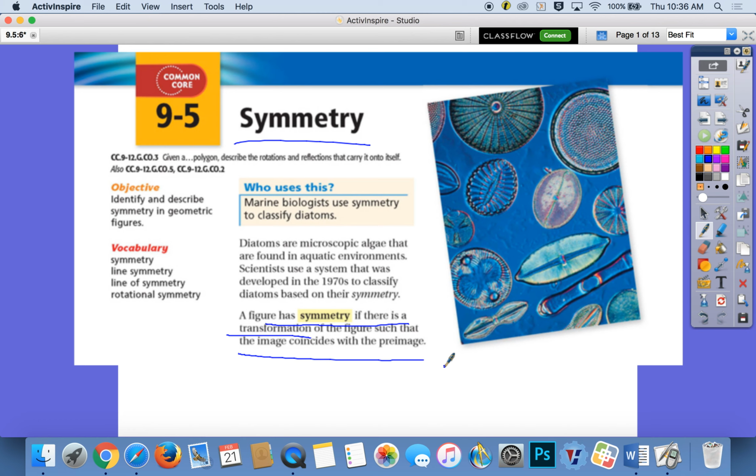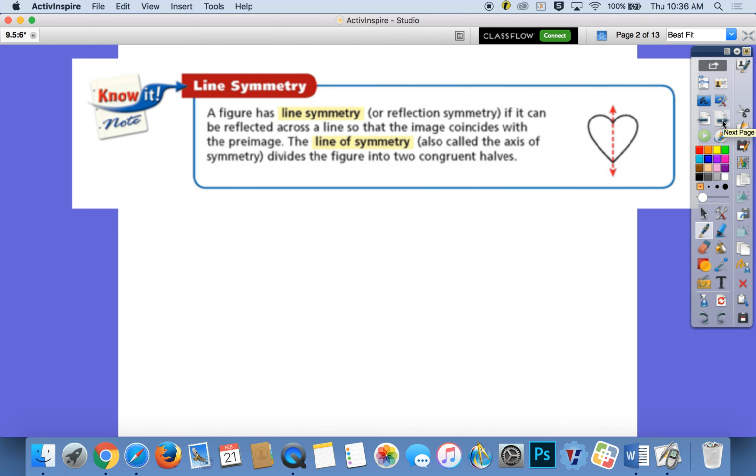Okay? Now when you hear symmetry, what you typically think about is line symmetry. So a figure has line symmetry, or reflection symmetry, we'll call it line symmetry, if it can be reflected across a line so that the image coincides with the pre-image. The line of symmetry is also called your axis of symmetry, and it's going to divide the figure into two congruent halves. So for example, if you have a heart, this is going to be your axis of symmetry, and it's going to cut this figure into two congruent halves, or I can take this piece and fold it over and it's going to coincide or be completely symmetrical with the other piece. It's going to lie right on top of it.